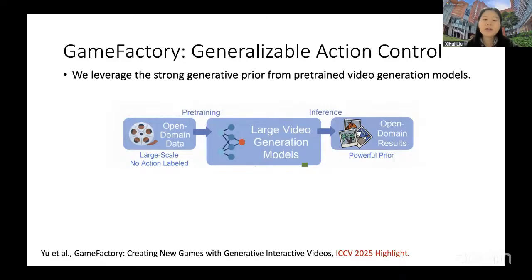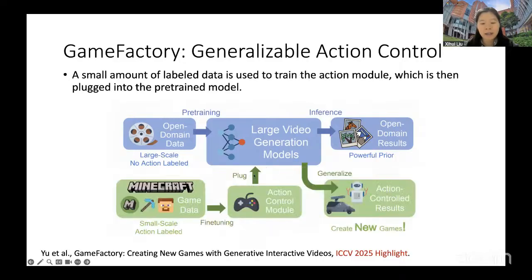So a straightforward thought is, because the pre-trained video generation model has shown very good capabilities in generating open domain videos, however, they lack the controllability for precise action controls. So why not we just inject the action control into these pre-trained video generation models and then enable it to generalize to action-controlled results in any video domains.